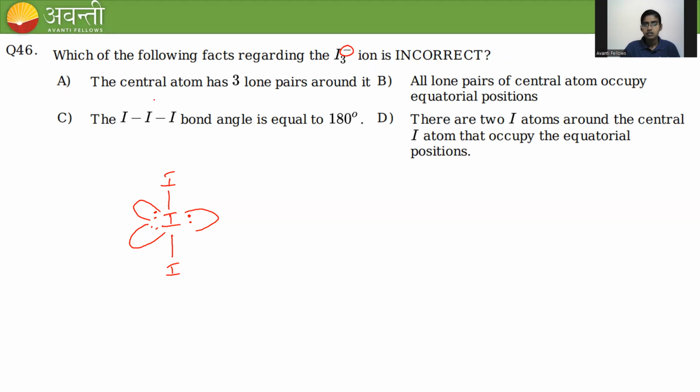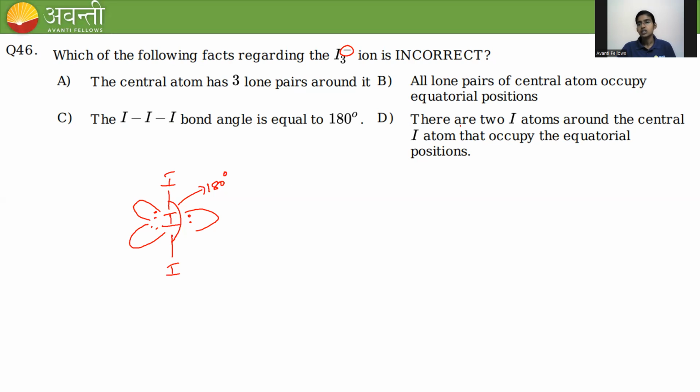Now here option A says that the central atom has 3 lone pairs around it. That is correct. It has 3 lone pairs, and all the lone pairs occupy the equatorial position. So the horizontal positions are called the equatorial positions. All the lone pairs are occupying the equatorial position. The I-I-I bond angle is equal to 180 degree. That is also correct. If you see the bond angle here, it is 180 degree only. So there are 2 iodine atoms around the central iodine atom that occupy the axial position.